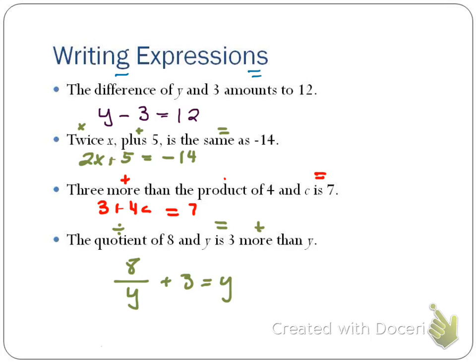The reason why is it says it is 3 more than y. So y by itself on that equal sign, we need something that's 3 more than that on the other side, because it says that this quotient is 3 more than that. And that's why the addition's on that side.